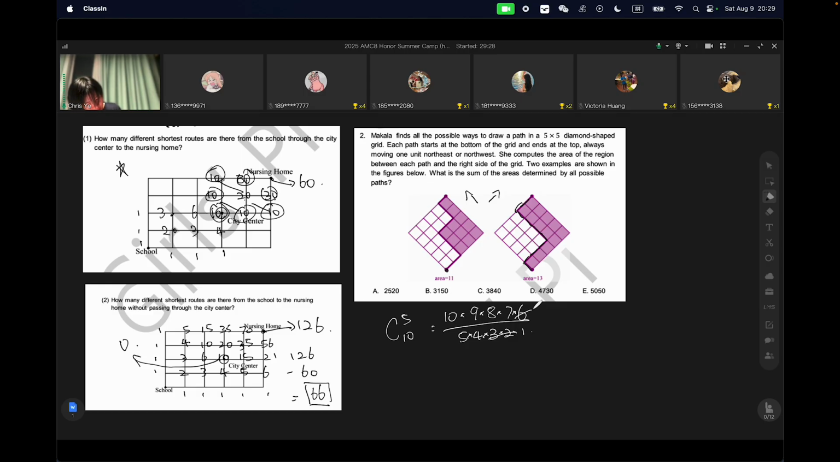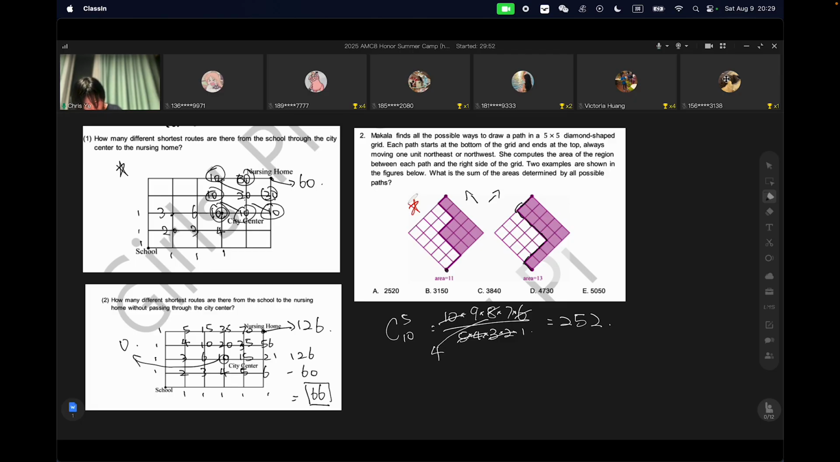And therefore we will get, let's replace this with 4, and that will be 252. So there are 252 routes in total. And we need to find out the sum of the area determined by all possible paths. So as we can see before, let's use this as an example.